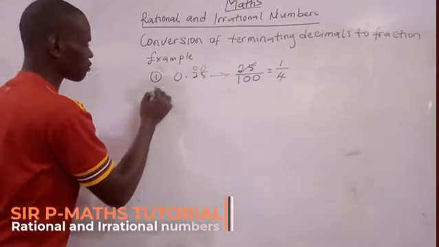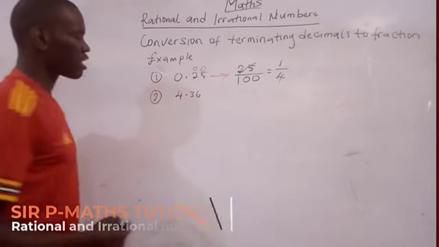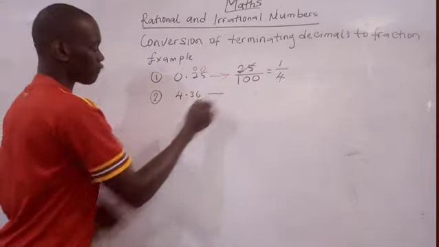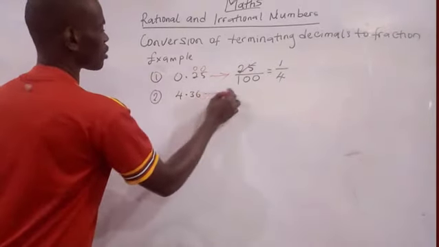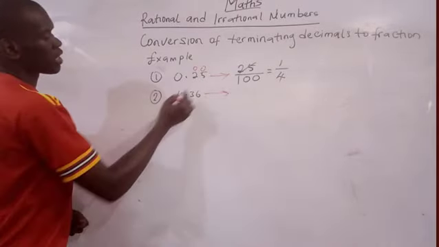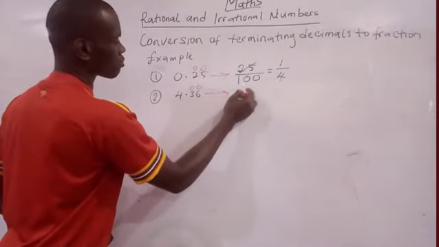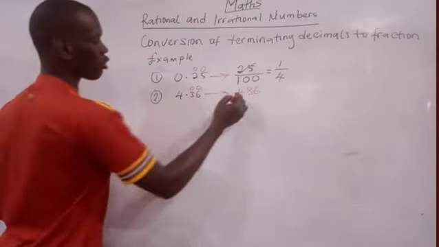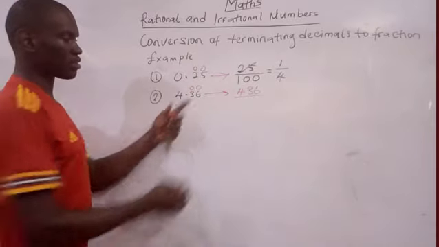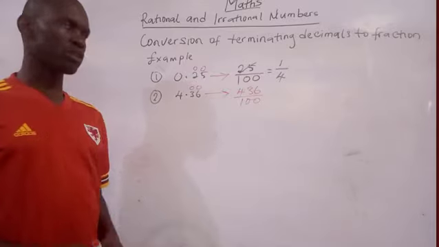Let me get another number. If I have 4.36, this can as well be converted into a fraction. Since I have two decimal places also, take the number without the decimal point. I'll have 436 all over 100, because with two decimal places, I represent it as a fraction of 100.